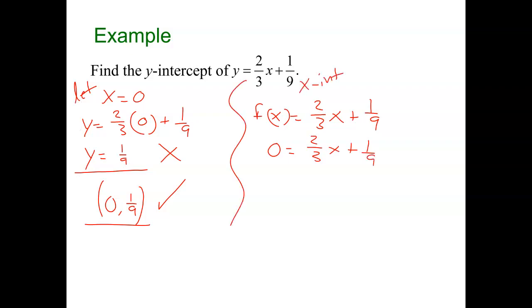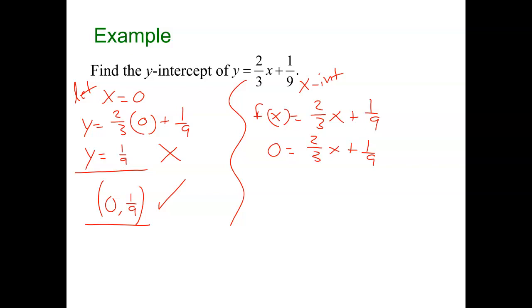So f of x and y are the same thing? They are the same thing. Well, we don't do f of y, because we don't use function notation with the y value. So we only use f of x to replace y. All right.